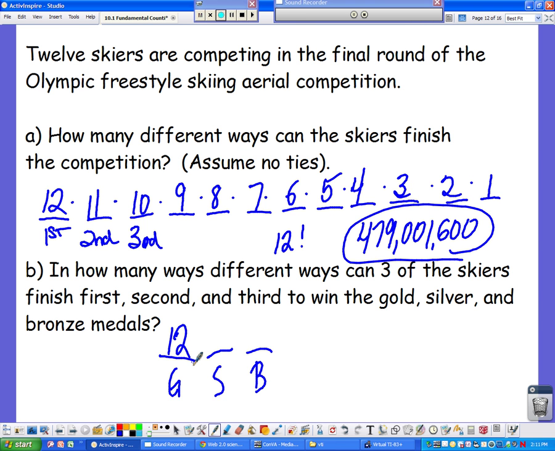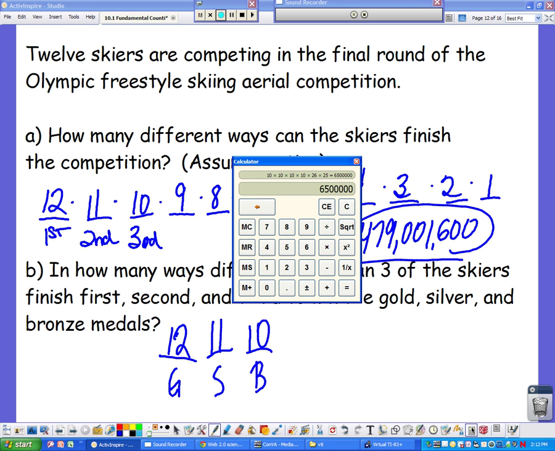For second place, we have 11, and then we have 10. So we're not really worried about the 9, 8, 7. So in this case, we're just going to multiply 12 times 11 times 10, which gives me a total of 1,320 different ways that 12 skiers can finish the race.